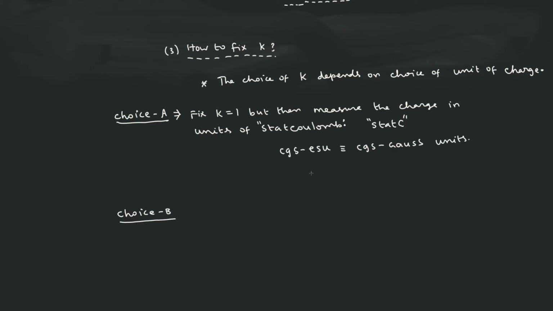This is very important: CGS ESU. ESU means electrostatic unit, and that is what the stat coulomb is. So stat coulomb is actually the electrostatic unit. That is the meaning of this ESU. An alternative name is the CGS Gauss unit, also known as the Gaussian units. So this is one plan. This works and it works well. Okay, it works nicely.